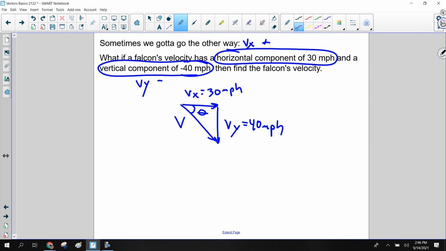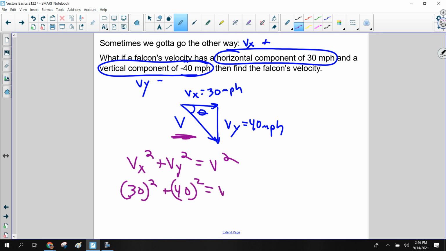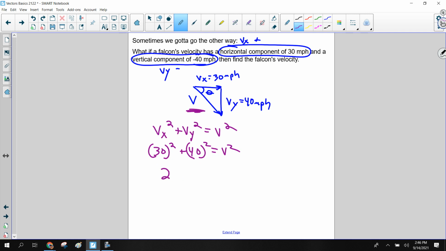First of all, Pythagorean theorem. Vx squared plus Vy squared is V squared, right? Because this is my hypotenuse. So 30 squared plus 40 squared is V squared. 2,500 equals V squared. 50 miles per hour is our velocity.